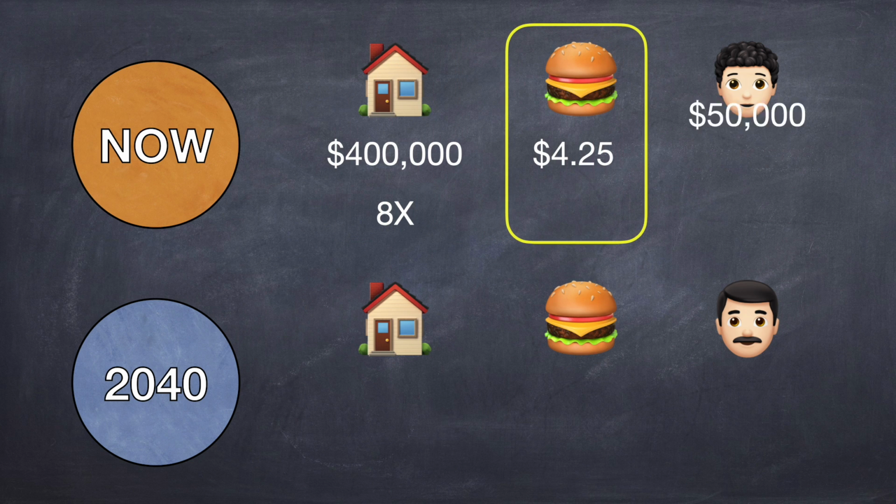So again, we're going to do the opposite. We're going to take your salary divided by the price of the hamburger. And in this scenario, you can buy 11,765 hamburgers. So that measures your buying power at this day.